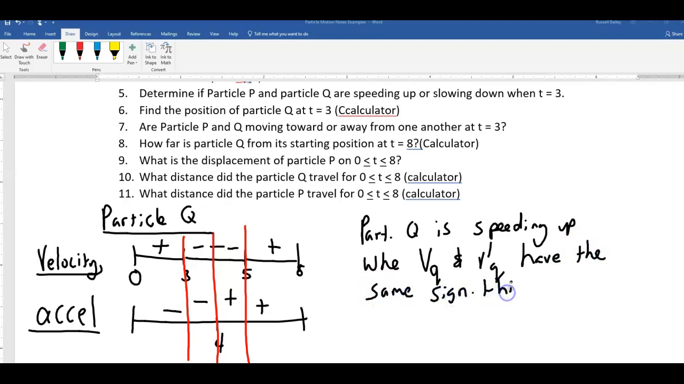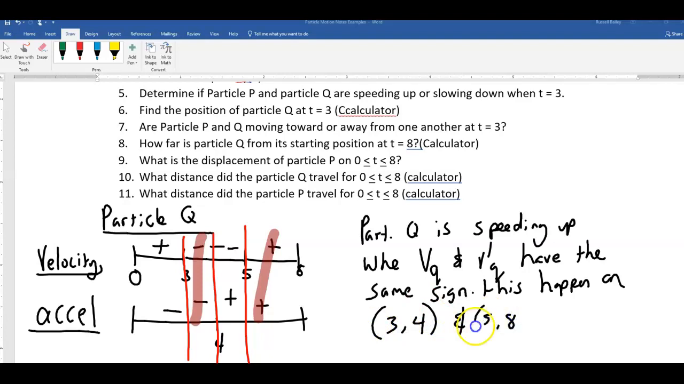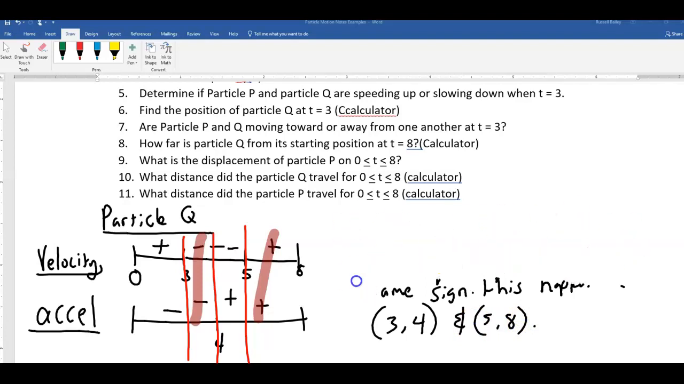This happens on the following intervals, here and here. So that happens on the interval from 3 to 4 and the interval 5 to 8. Okay, so that's where it's speeding up. Likewise, we could talk about where it's slowing down.